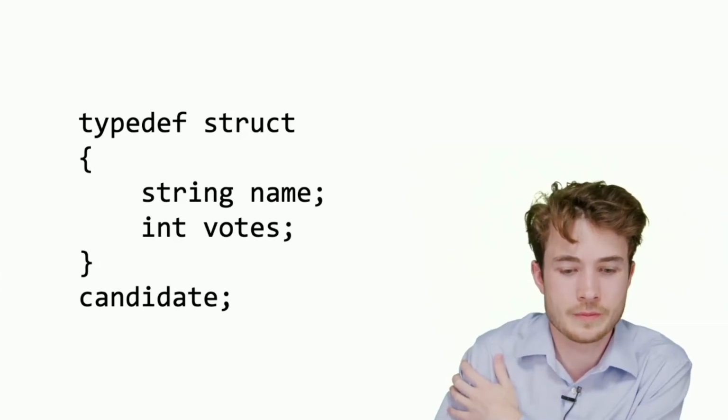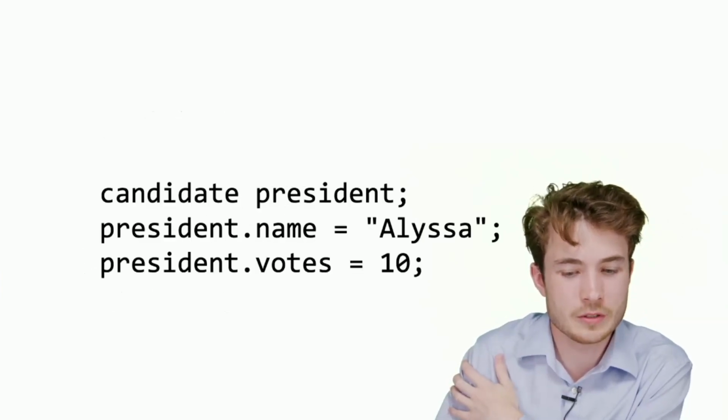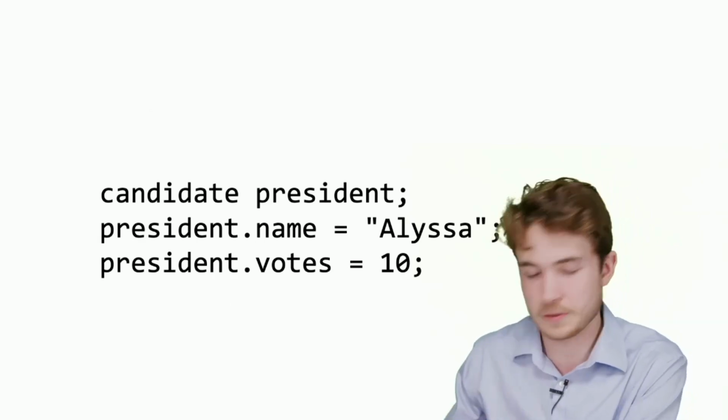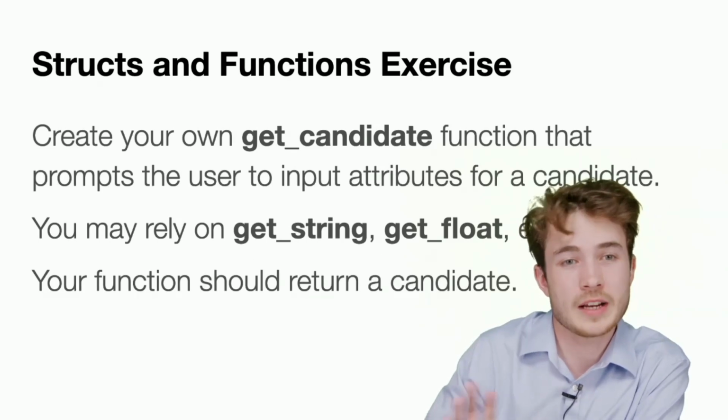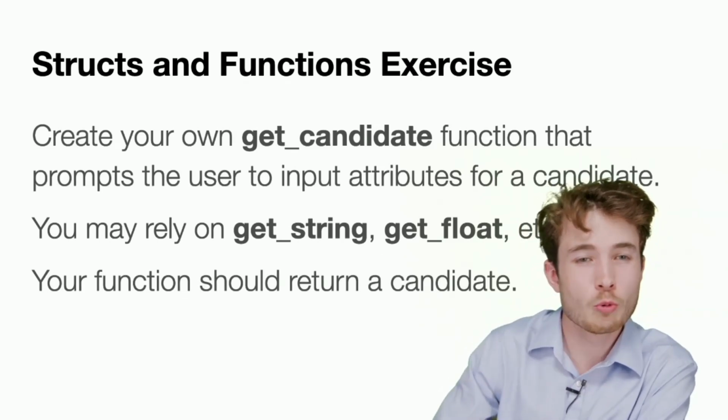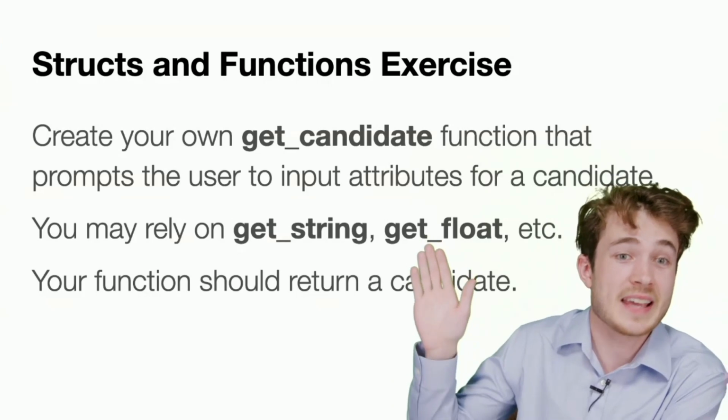All right. So let's keep going on with these structs here and figure out what else we can do with them. Let's actually do a little exercise here. We'll work on this together. We'll create our own kind of getCandidate function.